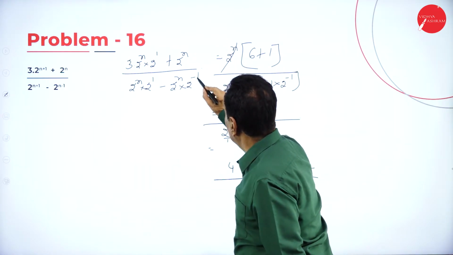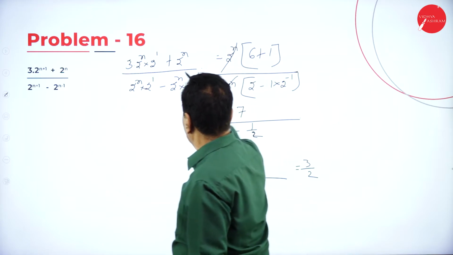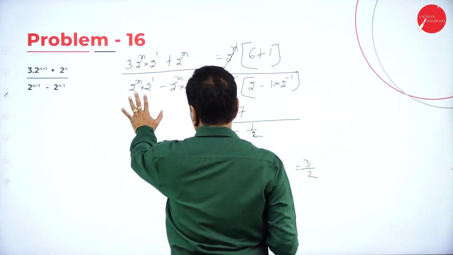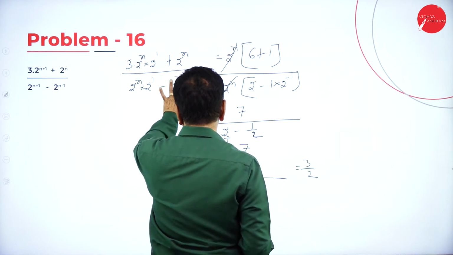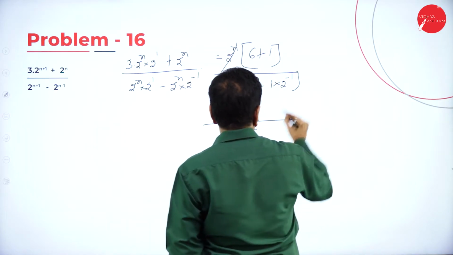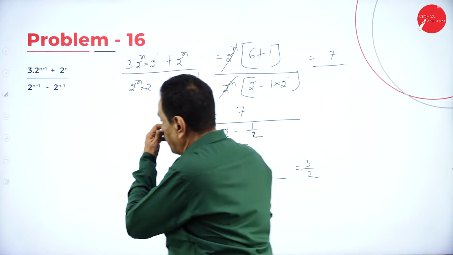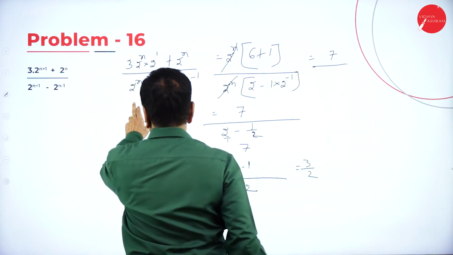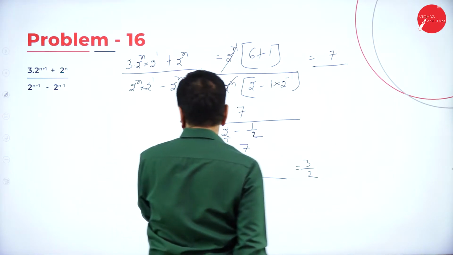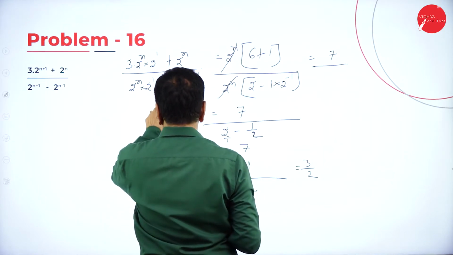This is 2 to the power of n, 2 to the power of n gone. You must be careful. What is left over? 2. 2 to the power of minus 1 means here 1 by 2. This is 7. You must be very careful. Here 2 to the power of n, 2 left over. This is cancelled out, 2 left over.